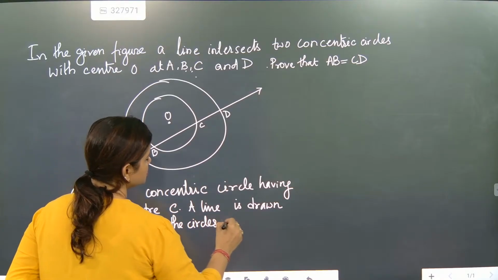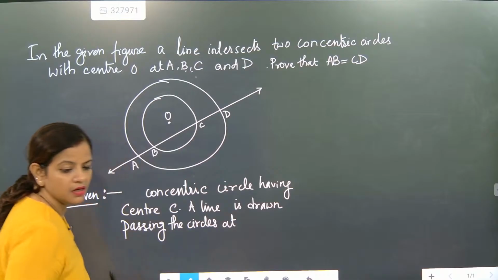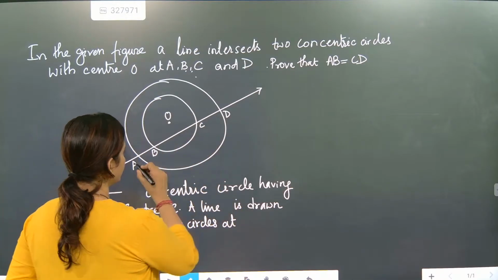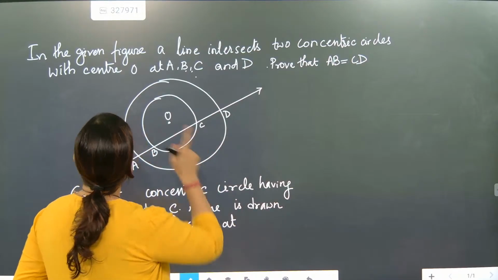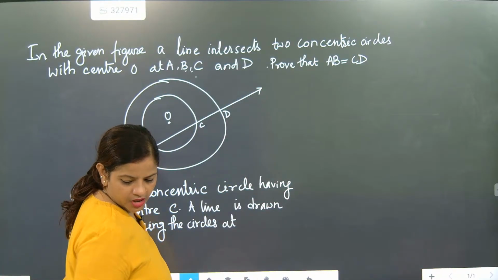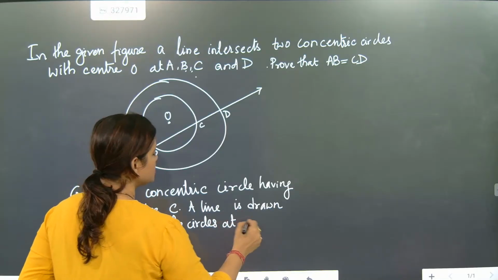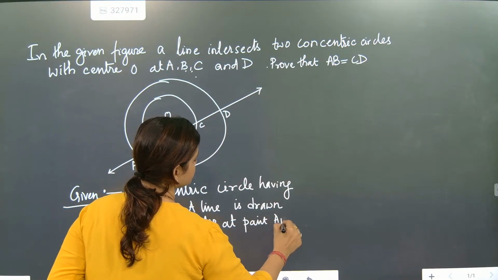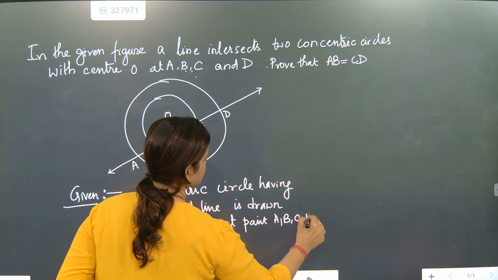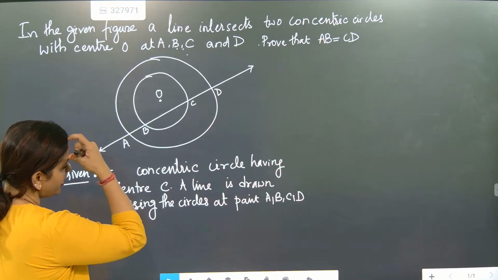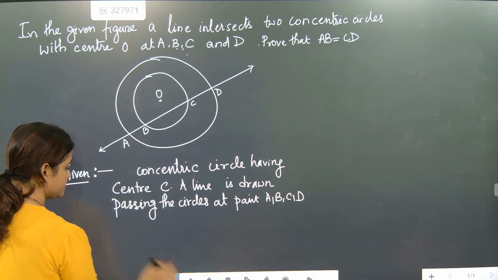Passing through the circles, at what points is it exactly touching? A, B, C, D. Understood? These are exactly the touching points. Got it? So here, passing through the circles at points A, B, C, and D. After that, next point, what are we telling? We have to prove that AB is equal to CD.